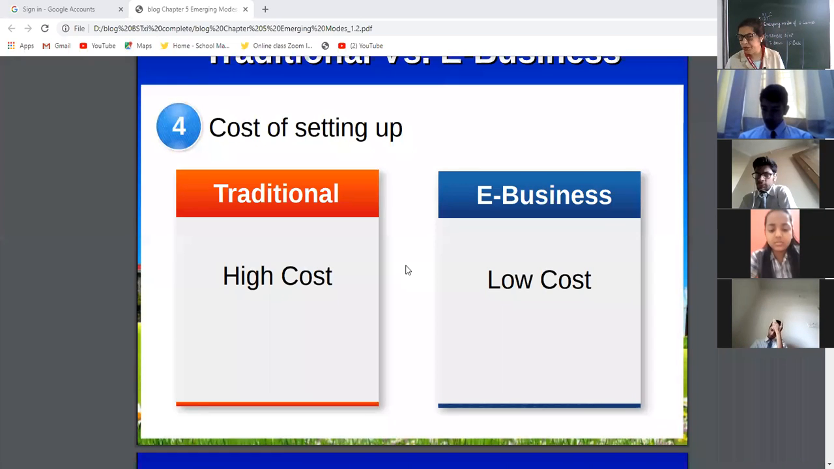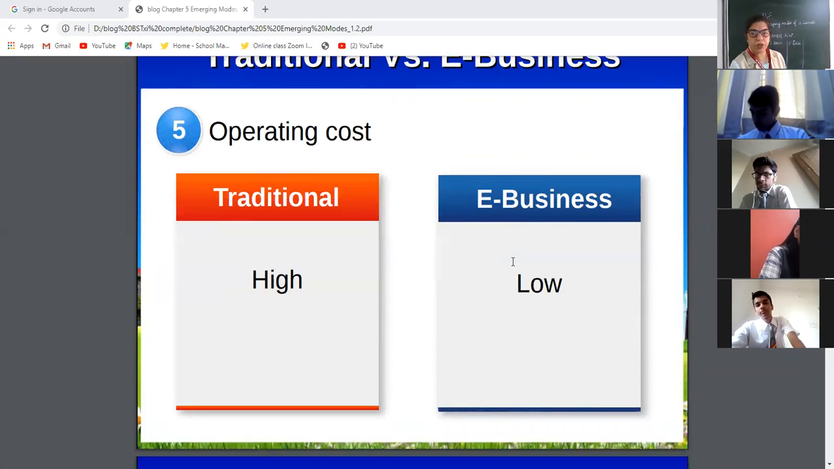Just now I told you, there is no requirement of physical presence. There is no requirement to keep stock or to invest. Only one computer operator in the initial days. If the business expands, they will also expand.